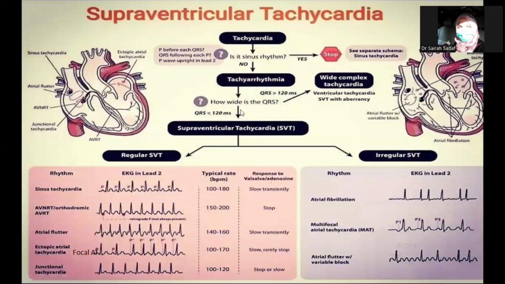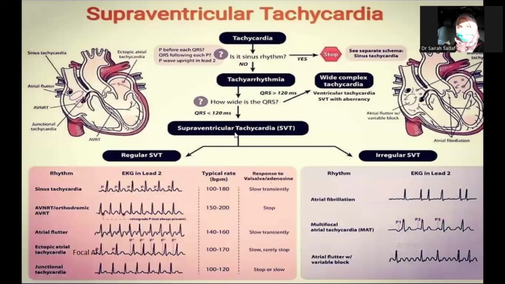Now let's say the QRS complex duration is less than 120. So it means it's supraventricular tachycardias. When the QRS complexes are broad, most of the time these are ventricular related tachycardias. When the QRS complexes are narrow, it means it is related to something above the ventricles: accessory pathway, atria, or whatsoever. Okay, understood?